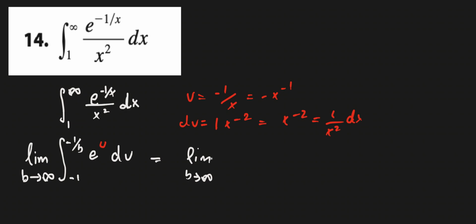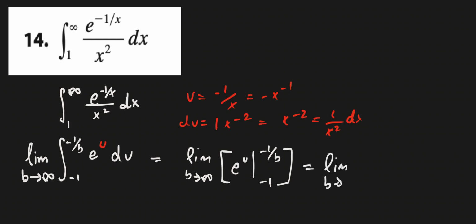Alright, so that's that, and so now we can write this again. So e to the u, the antiderivative is simply e to the u. That's very easy. Then we can plug in negative 1 over b and negative 1, and this is equal to the limit as b approaches infinity of e to the negative 1 over b minus e to the negative 1.